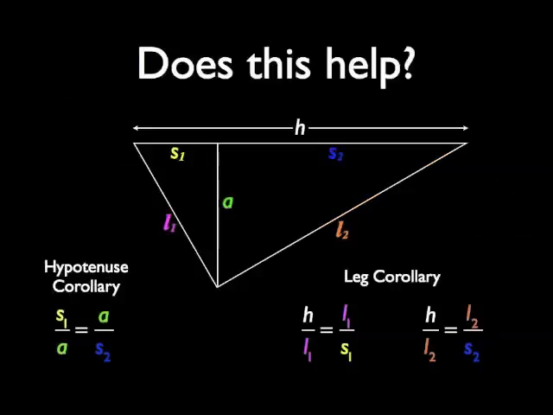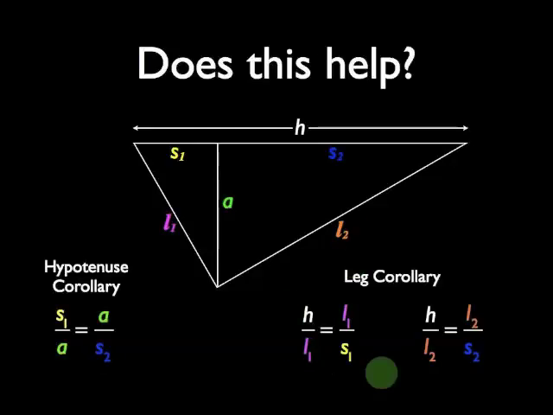So segment BC is the geometric mean of segment AC and segment DC. So in summary, I'm kind of hoping this helps out. The hypotenuse corollary allows us to say that the altitude to the hypotenuse is the geometric mean of the two segments of the hypotenuse that it creates. So the altitude is the geometric mean of the lengths of the two segments of the hypotenuse.